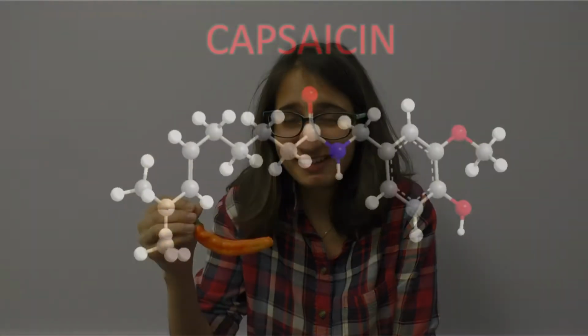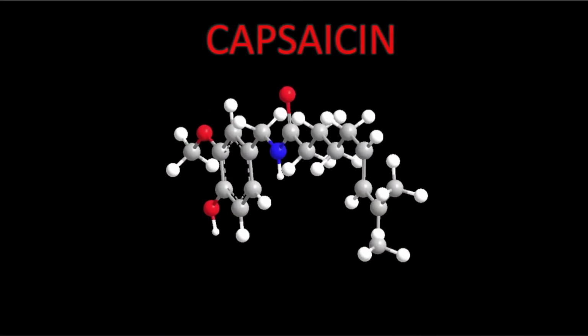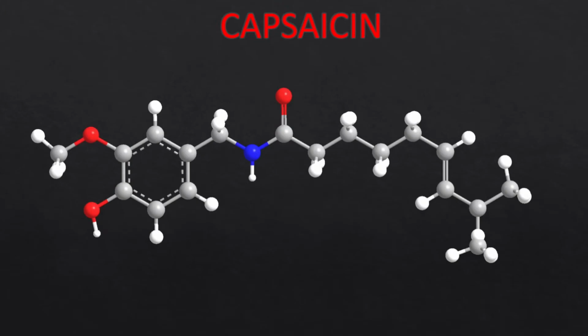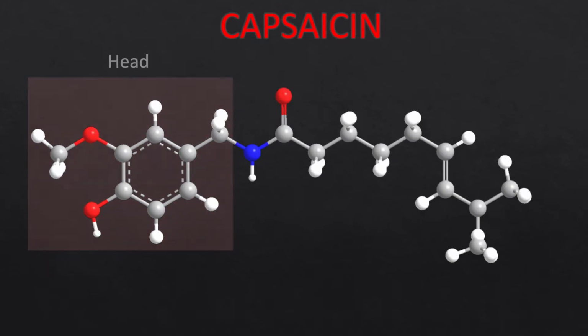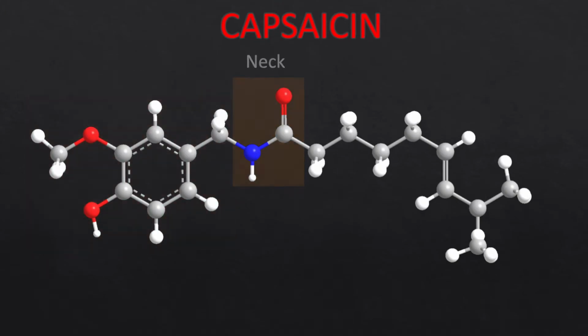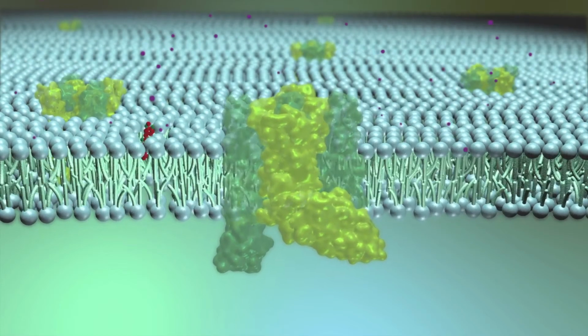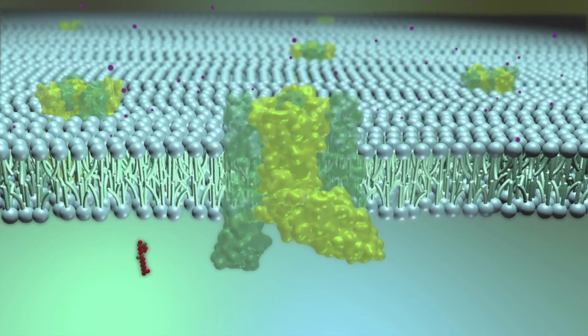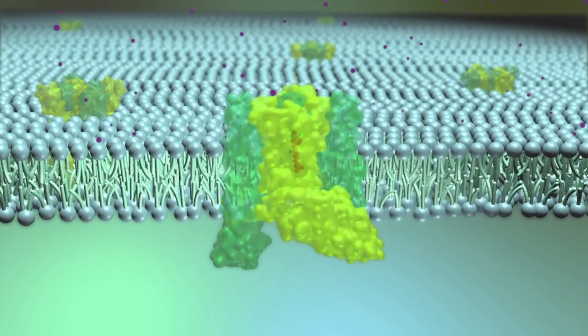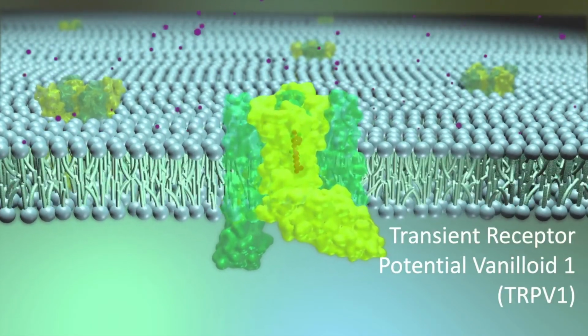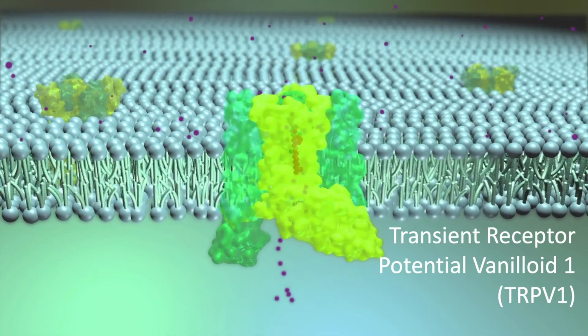We humans deliberately seek out spicy foods, and despite the painful sensation, we come back for more. So, what causes this irritating sensation? Capsaicin is a pungent molecule in chili peppers. It is composed of a vanillyl group, the head, an amide group, the neck, and a fatty acid chain, the tail. To elicit the spicy sensation, capsaicin excites nociceptive or pain neurons by binding to a channel called TRPV1, transient receptor potential vanilloid 1.